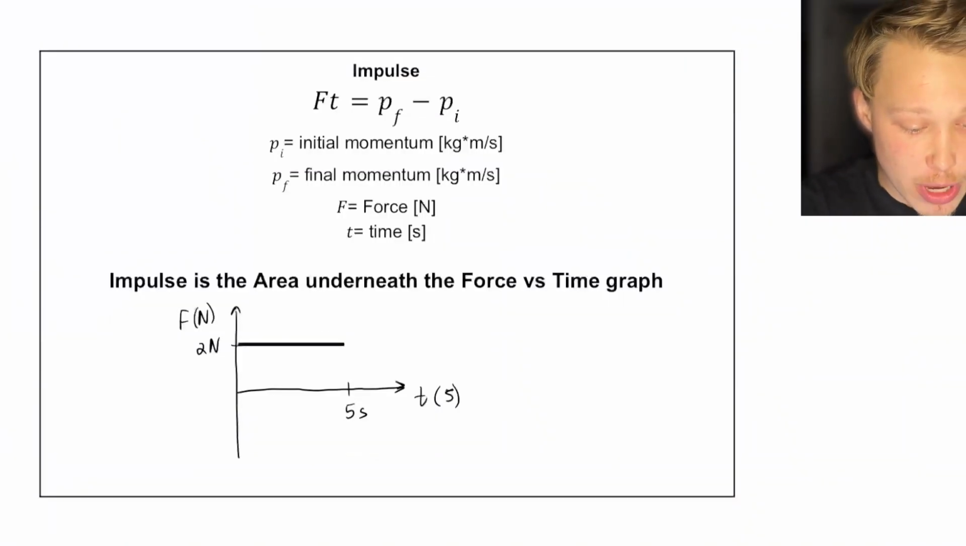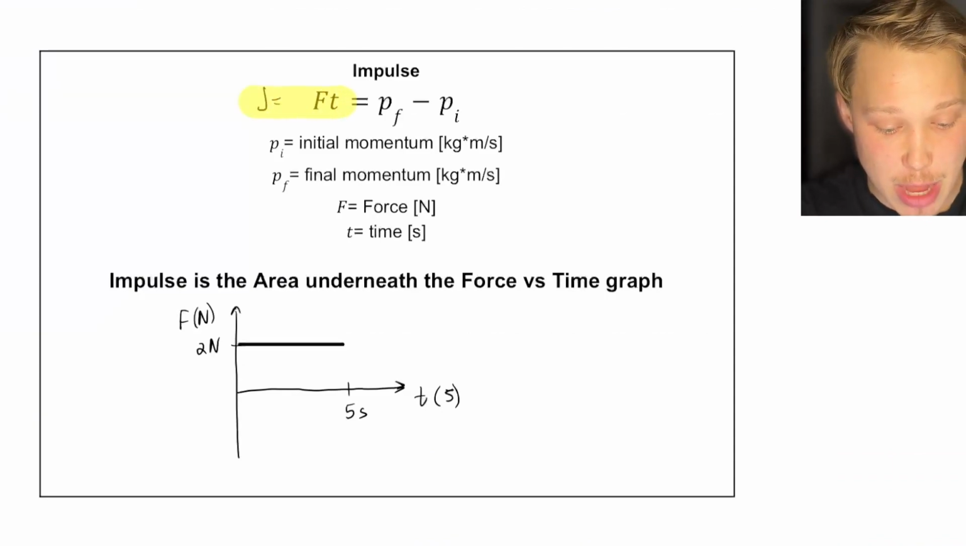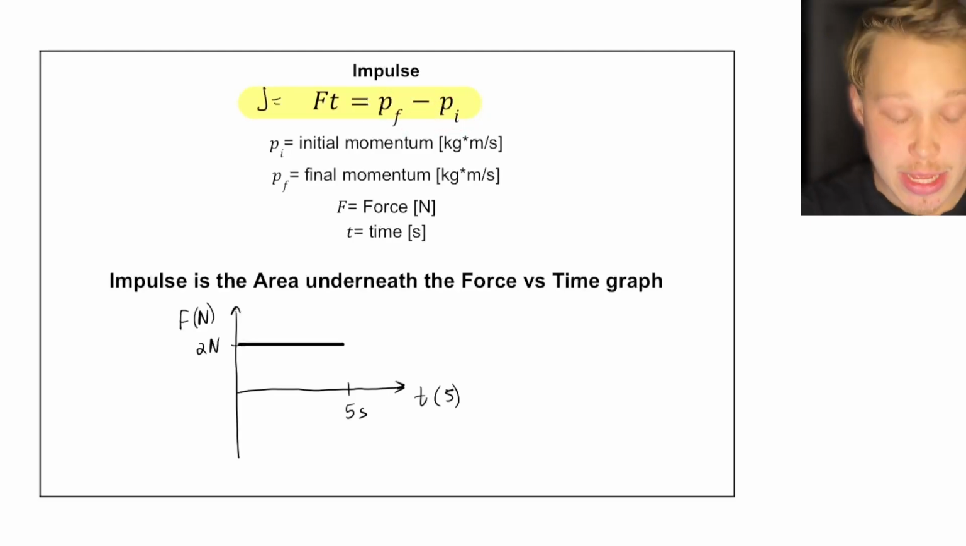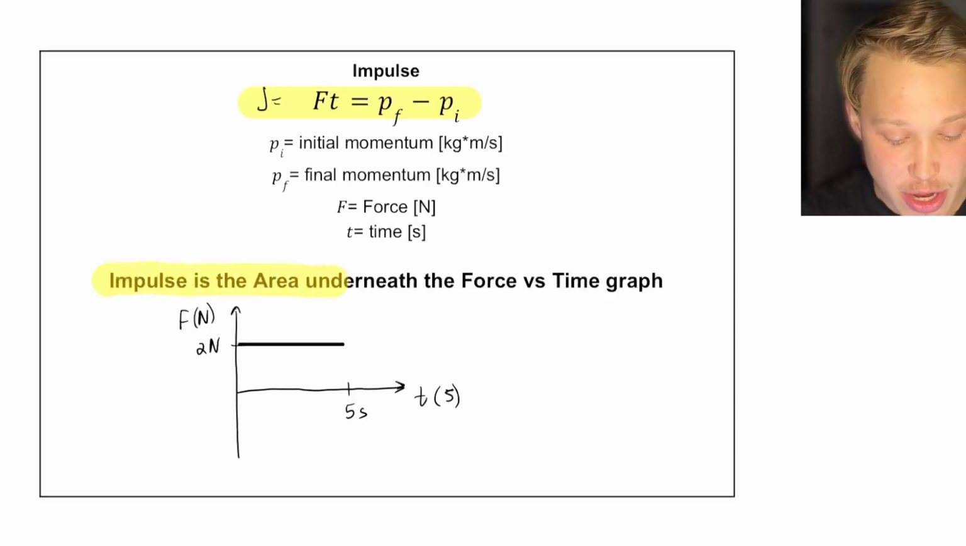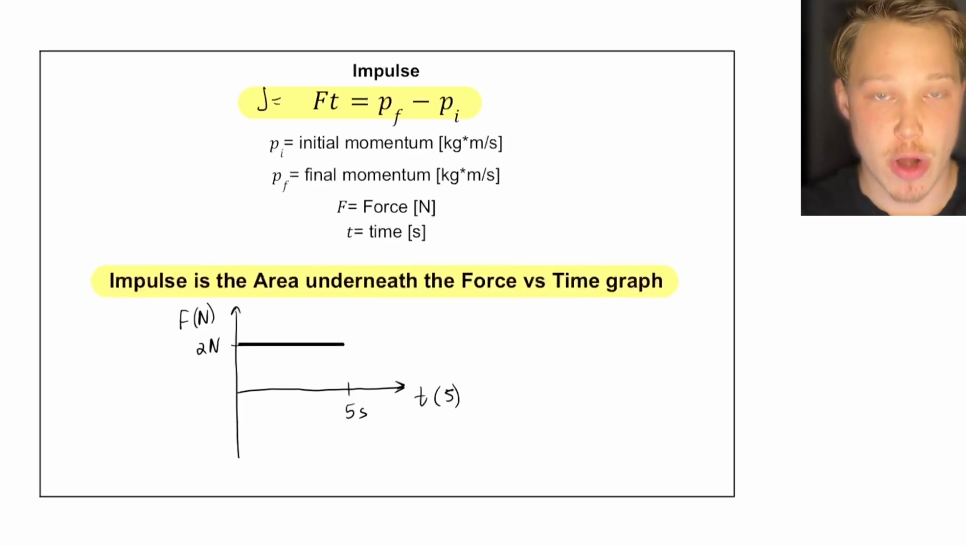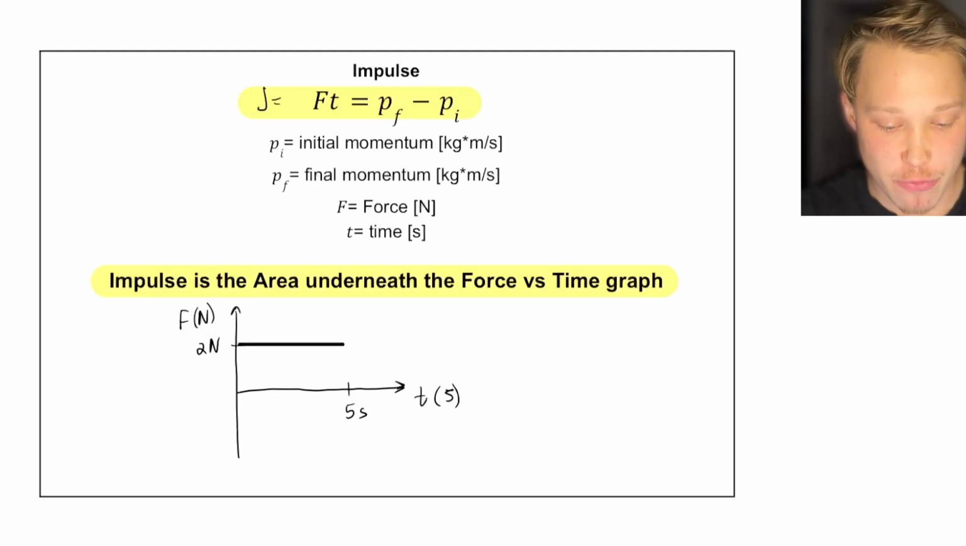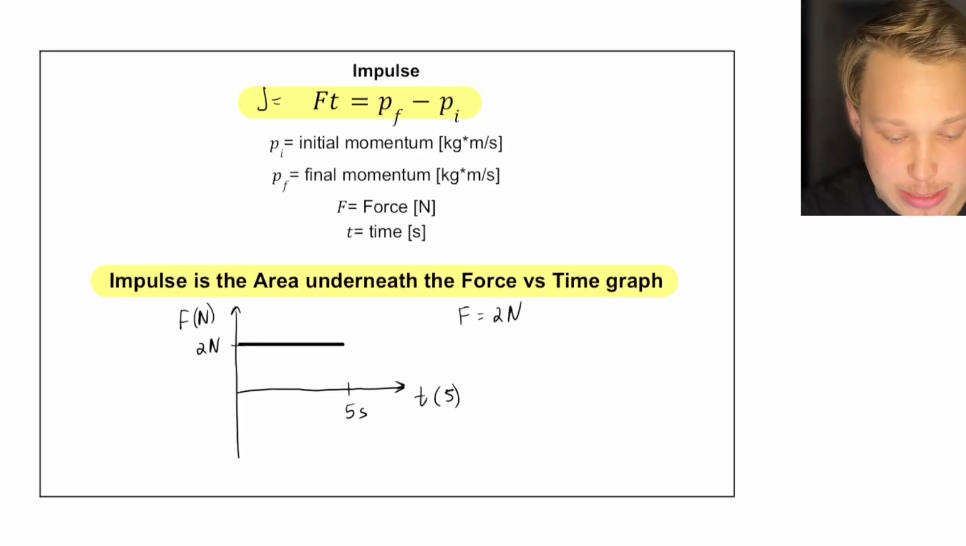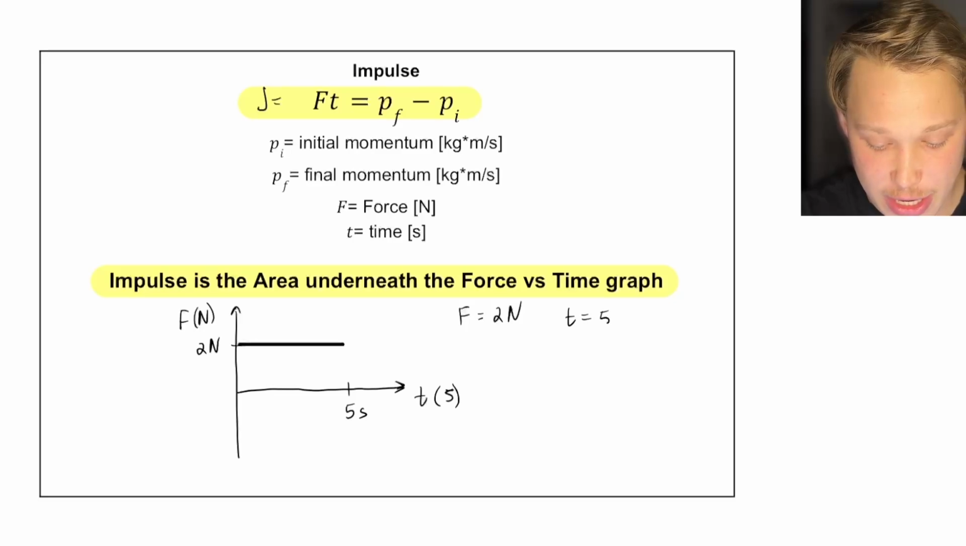As we learned before, impulse, which is represented by the letter J, is equal to force times time and is also equal to final momentum minus initial momentum. Now, I claim that impulse is the area underneath the force versus time graph. To prove it, let me show you a simple example of a force of 2 newtons that is being applied on some object for the time of 5 seconds, right? So t is equal to 5 seconds over here.